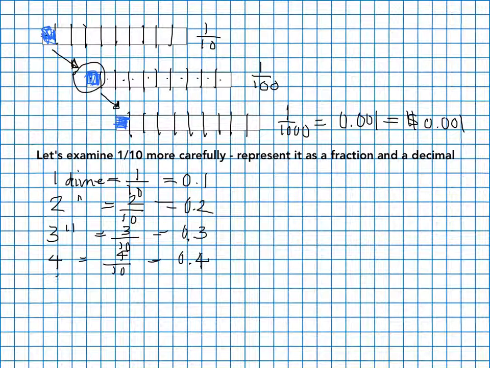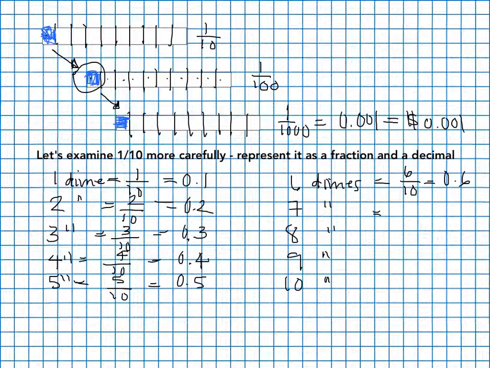Now, 5 dimes is going to be 5/10. Oops, I forgot my hash marks here, so you remember, and that's going to be 0.5. 6 dimes is going to equal 6/10, and that's going to equal 0.6. Now, why don't you finish it for 7, 8, 9, and 10? Pause the video, finish what it's going to be, and then check and see if you got it correct.